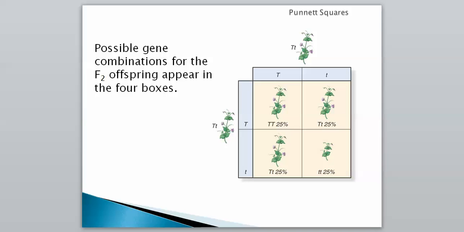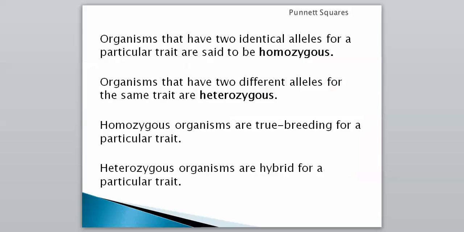You just go over and match them up. It's pretty simple when you only have two traits. It's kind of self-explanatory. So that's what a Punnett square looks like. We'll do some practice with Punnett squares in class. So that's it for Punnett squares for now.